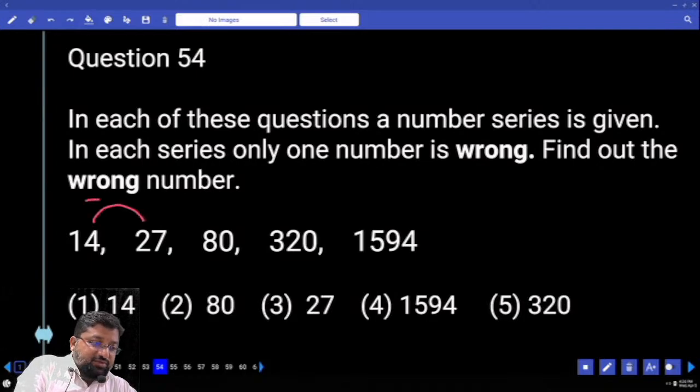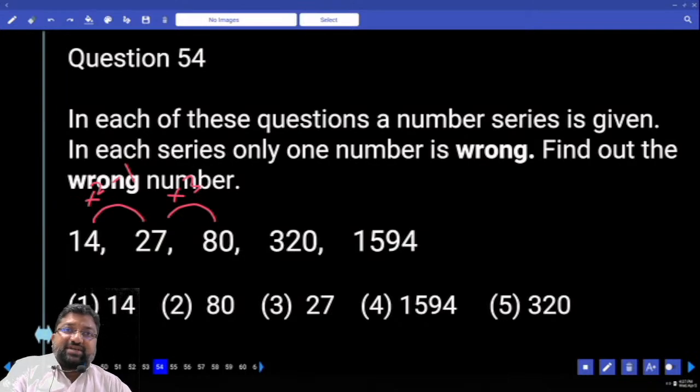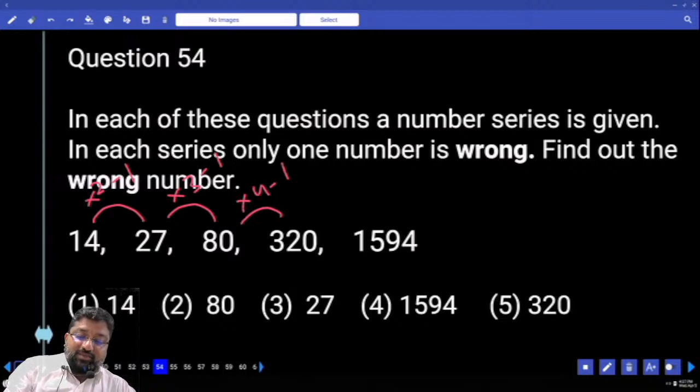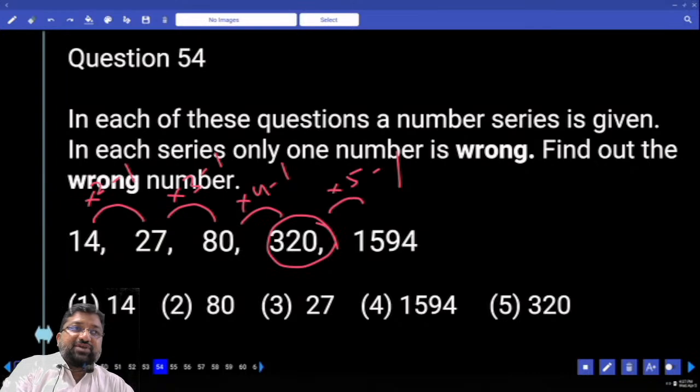How many times? 2 times -1. How many times? 3 times. 27 into 3, 3 power 4. 27 is 3 cube into 3 is 3 power 4. 81 -1. Pakka into 4 -1 into 5 -1. 80 into 4, 320 -1, 319.